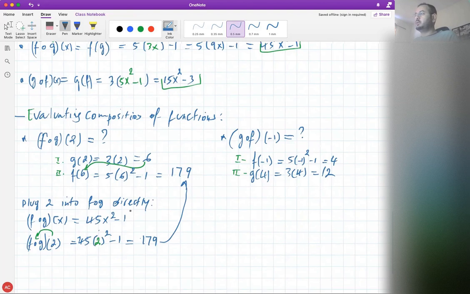Okay, so we did it in 2 different ways. We got the same answer. Now let's do the other one. So g of f of -1. We did it the longer way. We got 12. How do we find the same answer using the second method? What do we need to do exactly here to find the same answer, g of f of -1? Where do we plug the -1 if we don't want to do it this way? Where do we plug it?